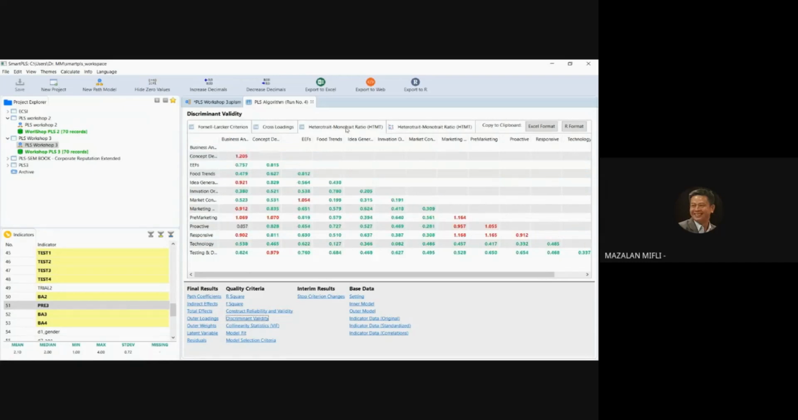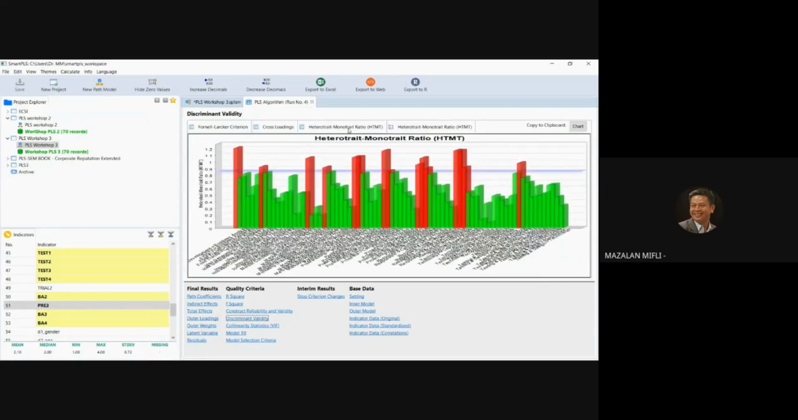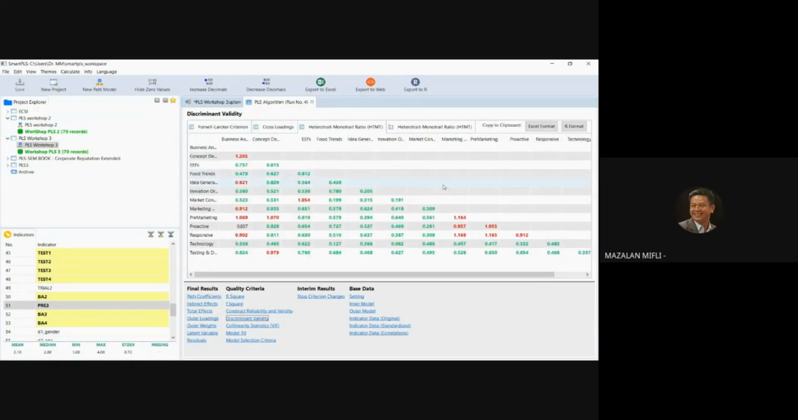And then we have another one. Okay, let's look at this. All right, the HTMT says that you can see all those red colors. When you see lots of red colors, meaning that there's a violation. It shows that it's reaching 1 or it's already reached 1. The value has to be below 1. That is the parameter.